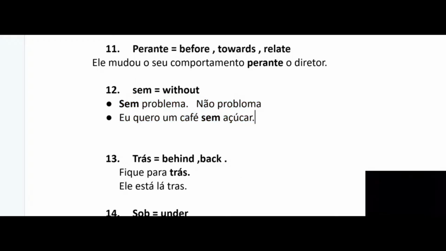Let's check this one. Eu quero café sem açúcar. I want a coffee without sugar. Okay.